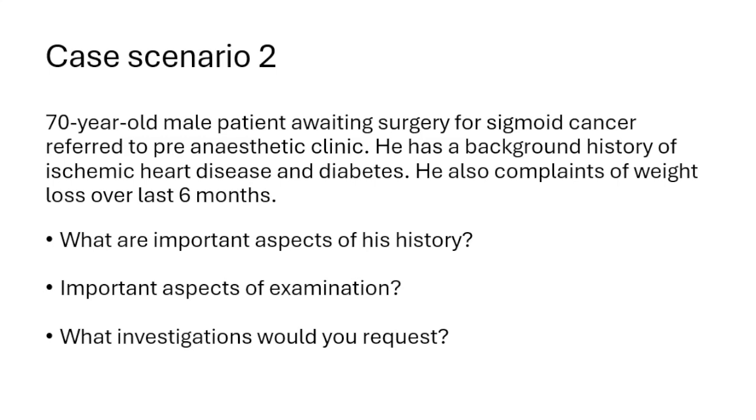Ischemic heart disease and diabetic with malnutrition. Weight loss, yeah. So what are the important aspects of his history? Nutritional prehabilitation. Can you speak loud? Nutritional prehabilitation has to be done. Yeah, he has a weight loss, so we have already given that. What are the other things that you need to find out from the history?